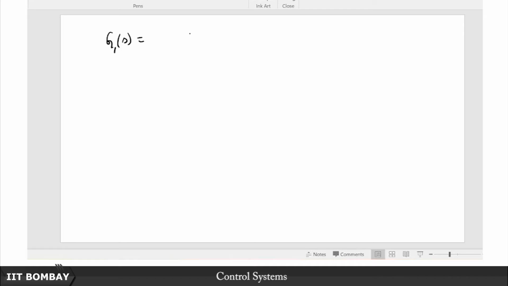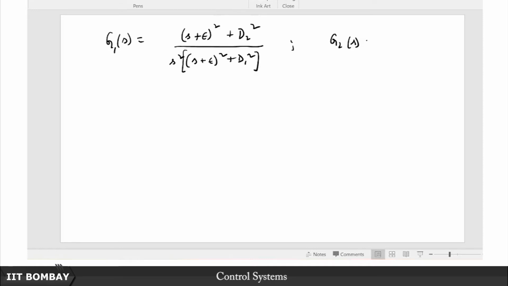Let's call this first transfer function G1(s), which is ((s plus epsilon) whole squared plus d2 squared) upon (s squared into ((s plus epsilon) whole squared plus d1 squared)). And consider another transfer function which is almost of the same form, and you would be tempted to believe that the root locus and everything would almost be the same for these two transfer functions. But we'll see there's something very interesting that happens, and that conclusion can only be drawn by simply looking at the root locus.